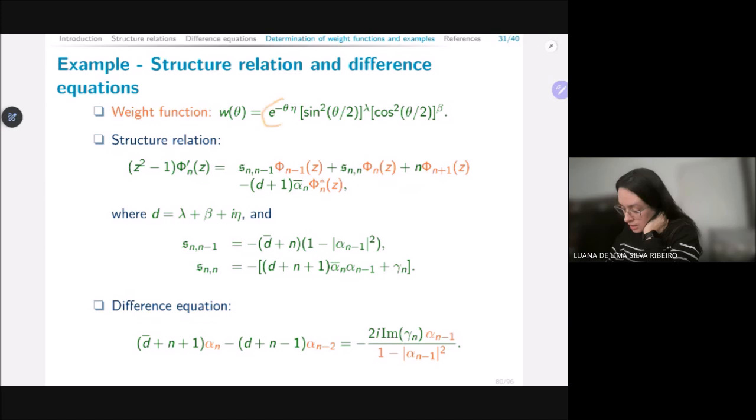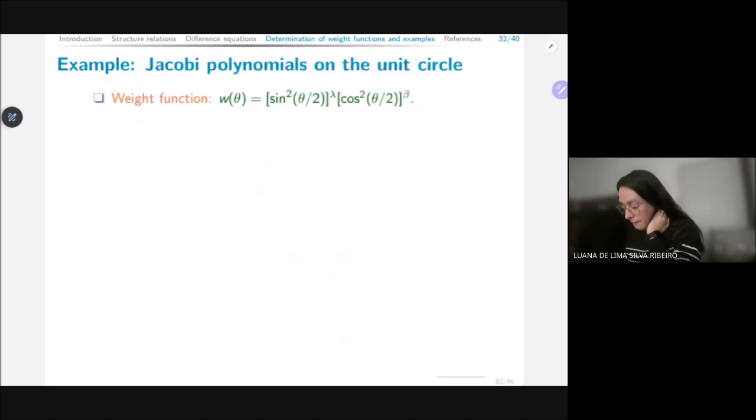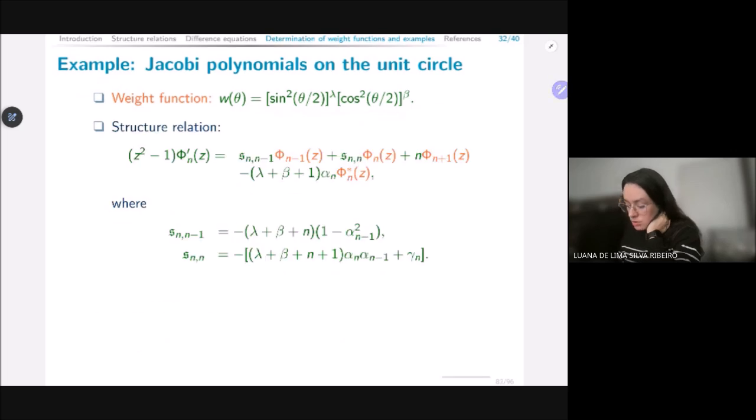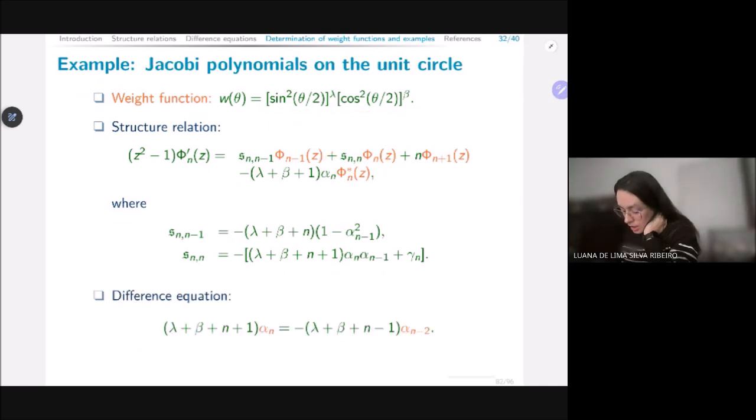Also, when we choose eta equal to 0, then we have the wave function of Jacobi polynomials on the unit circle. This is a symmetric function, and the Verblunsky coefficients are real. And then the imaginary part here will be 0. So if we consider this particular case, the recurrence relation becomes this formula. So we have just the sine and cosine. And the difference equation simplifies in this form.